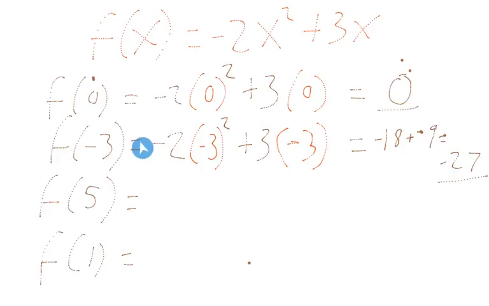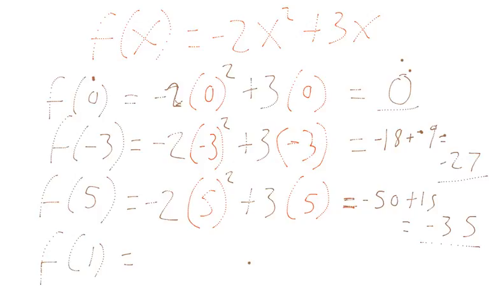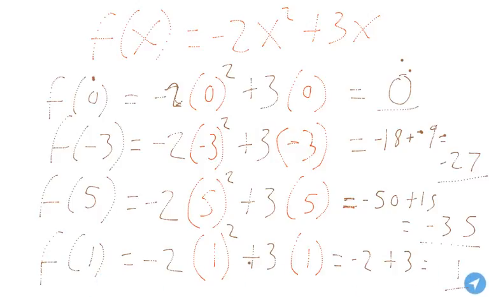So if you haven't yet, keep going. Pause it and find the next 2. So you plug in 5 for x, you should get -35 for y. And you plug in 1 for x, you also get back 1 for y.